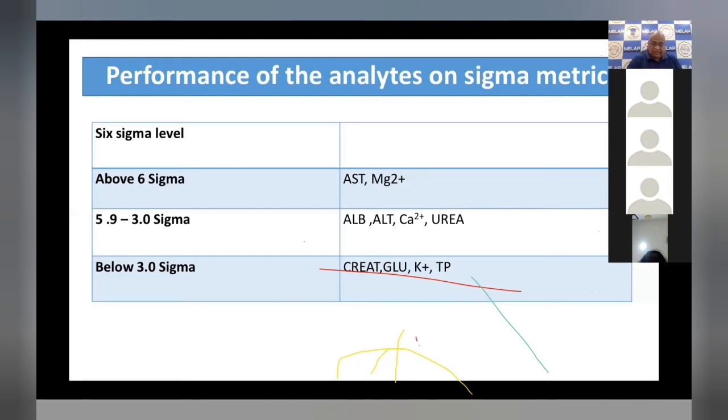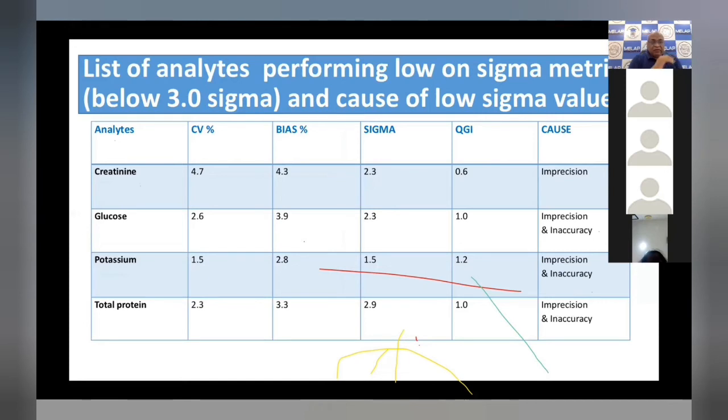We will analyze these. So when we analyzed, we found that the quality goal index for creatinine was 0.6.